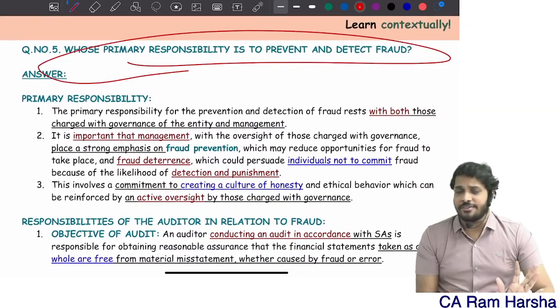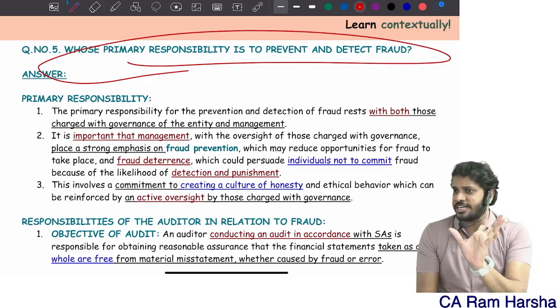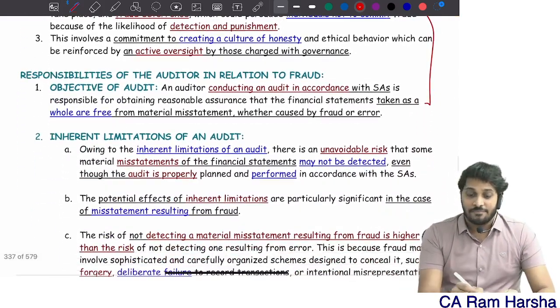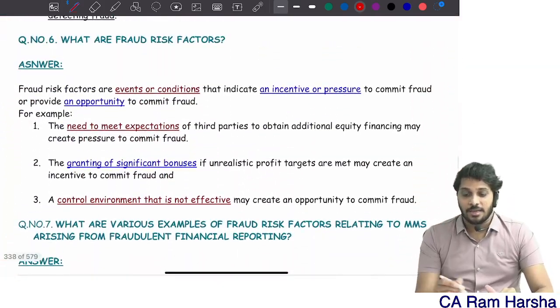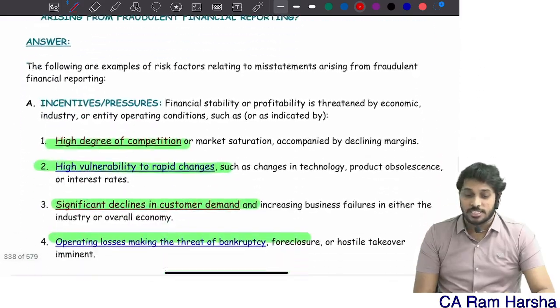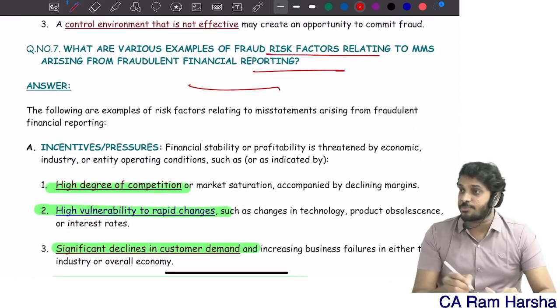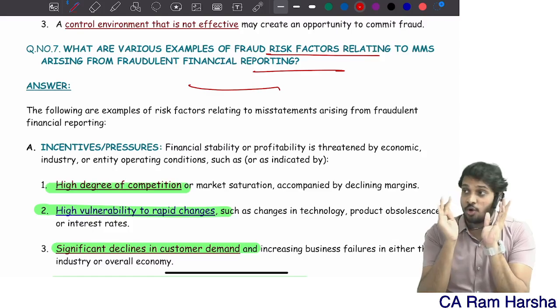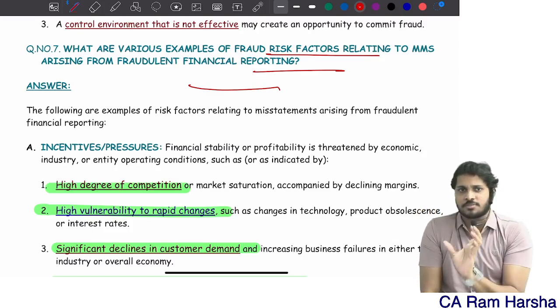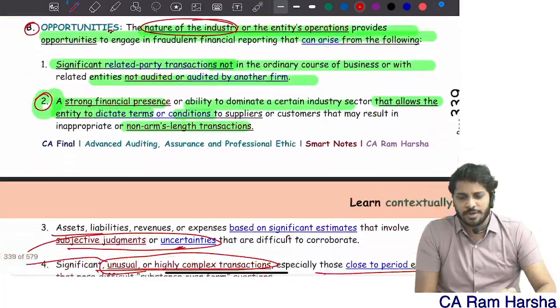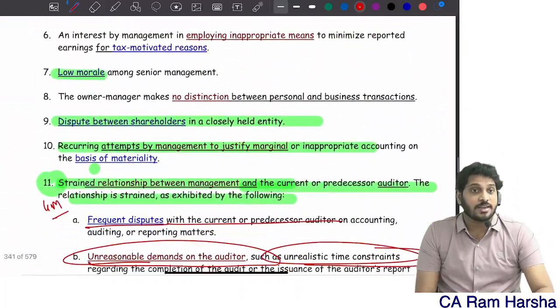Whose responsibility is all this entirely? First of all, prevention and detection. Whose responsibility? Management. Then they're explaining what your responsibility is in the audit. Then they list examples of fraud risk factors for fraudulent financial reporting, like how symptoms will be there. For incentives, how many symptoms? Opportunities, how are the symptoms? Attitude and rationalization, how many symptoms? For misappropriation also, they are giving symptoms.